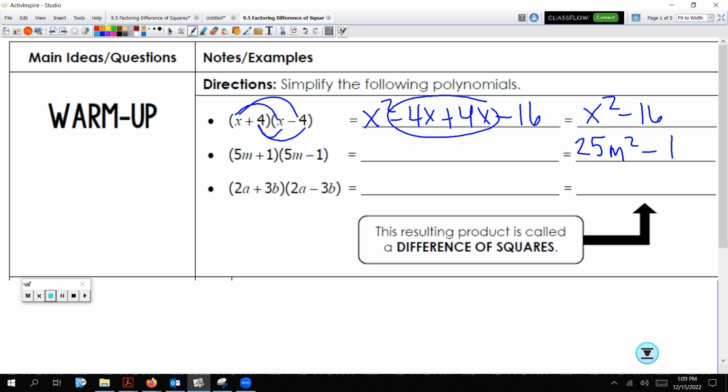All right, and the last one, if I would FOIL this out, I would have 4a squared minus 9b squared, resulting in the difference of perfect squares.